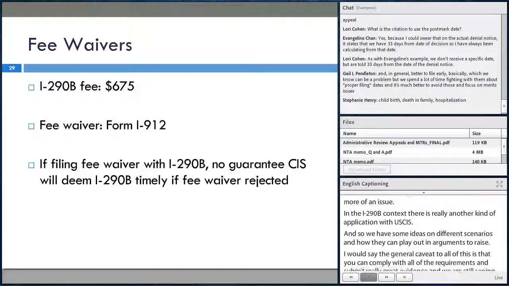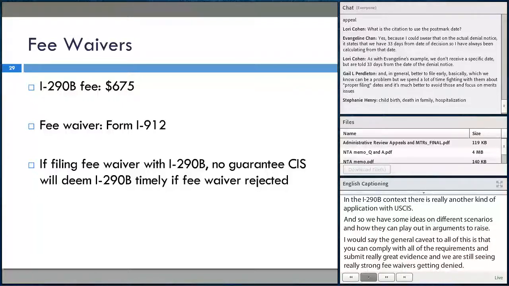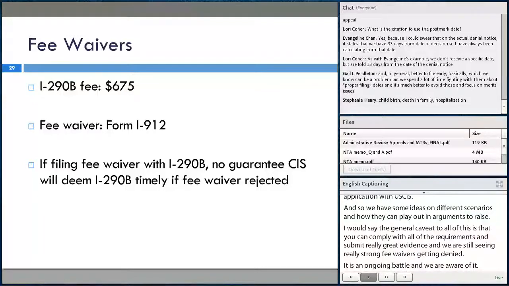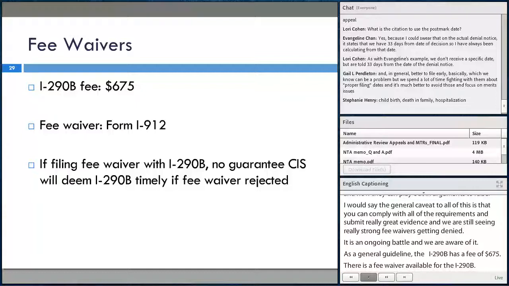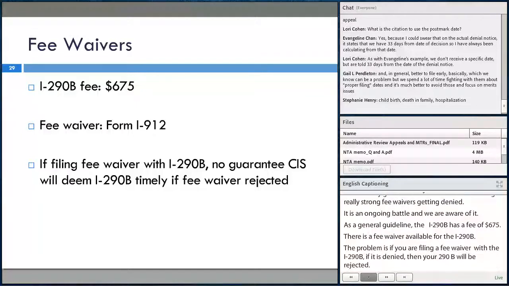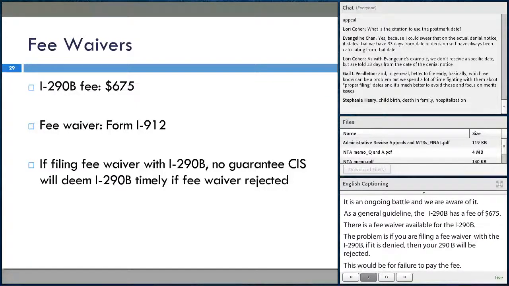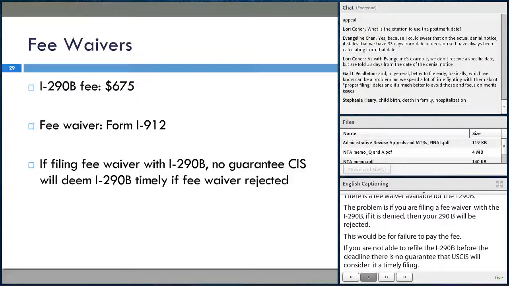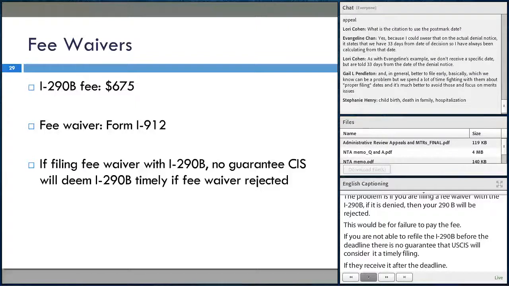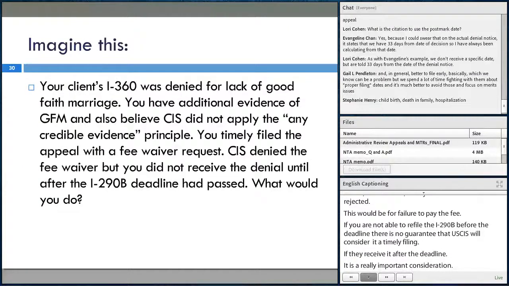As a general guideline, the 290B does have a fee of $675. There is a fee waiver available for the 290B. The problem is that if you're filing a fee waiver with the 290B and the fee waiver is denied, then your 290B is going to be rejected for failure to pay the fee. And if you're not able to refile the 290B before your deadline, there's no guarantee that USCIS is going to consider your 290B as timely filed if they receive it after the deadline. It's a really important consideration, and I know it's a big decision for a lot of people who can't afford the fees, what they're going to do and how they're going to weigh the risks in that situation.